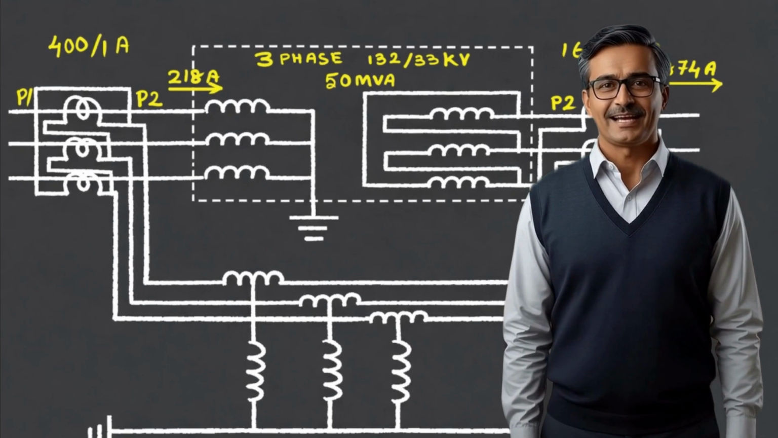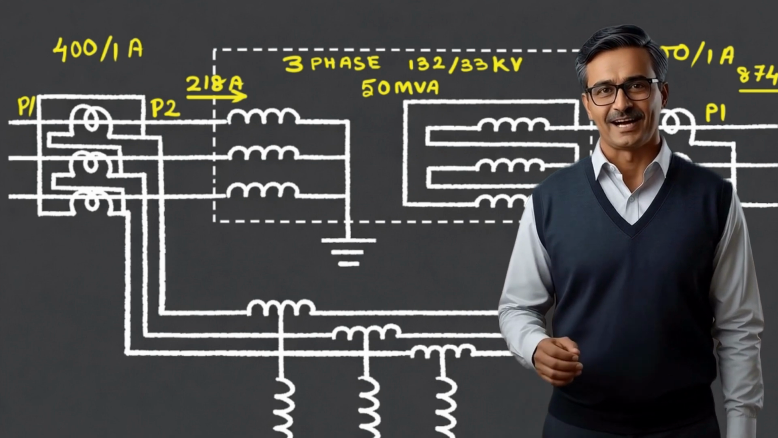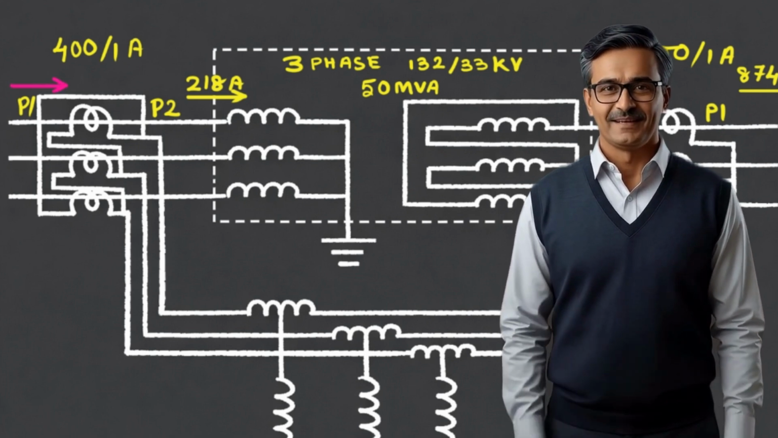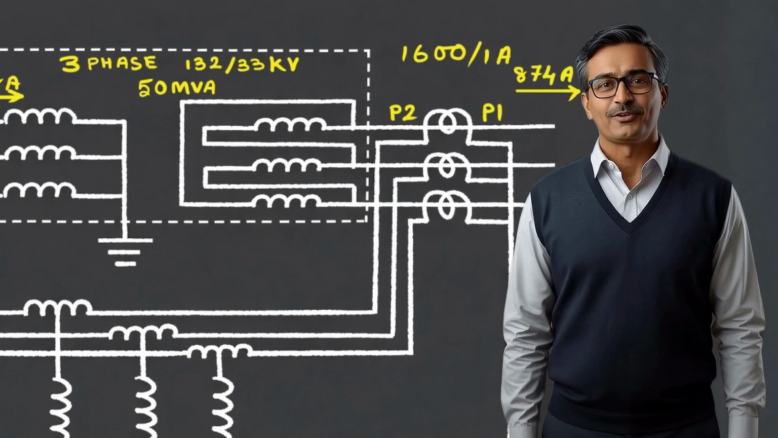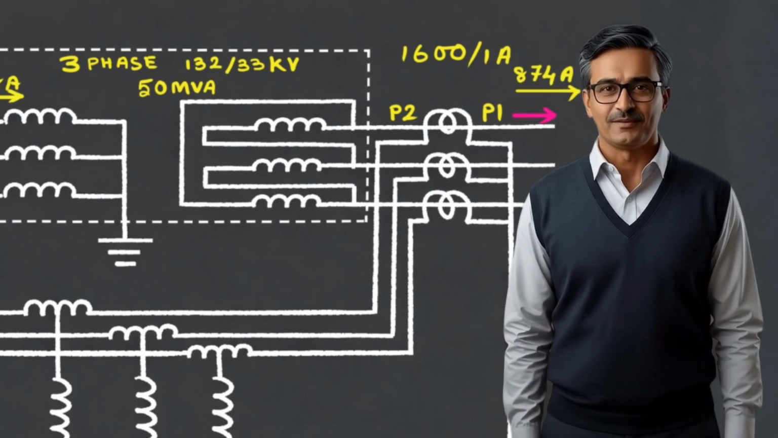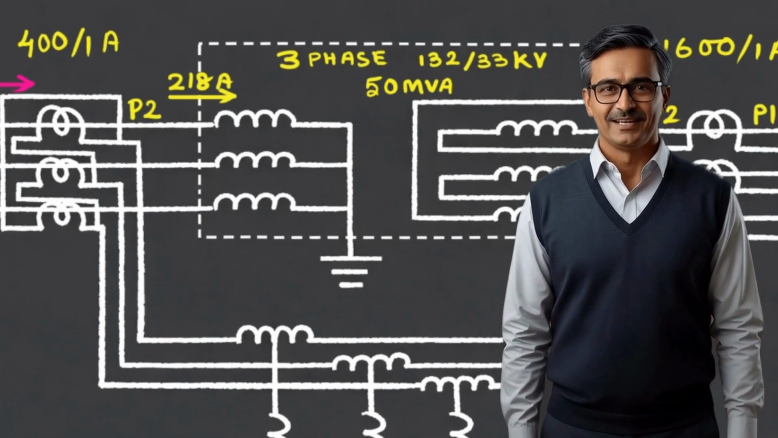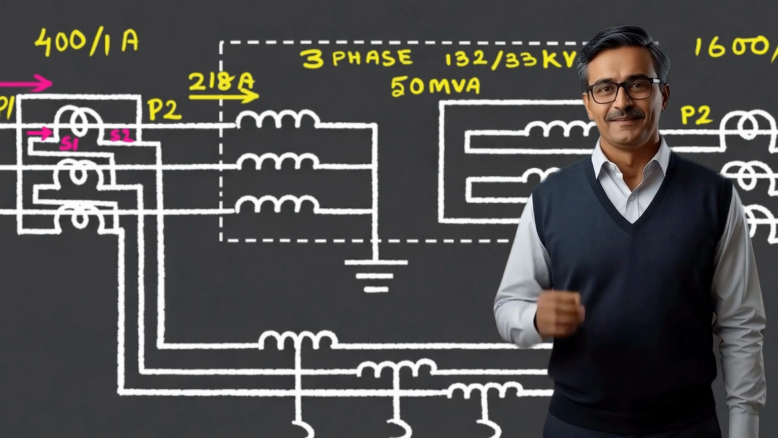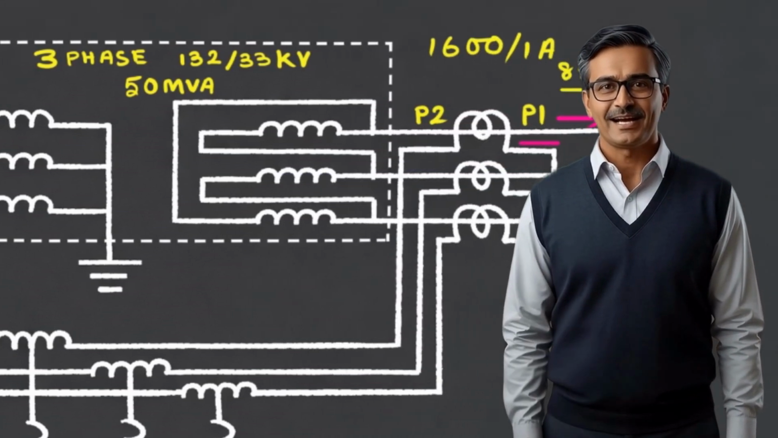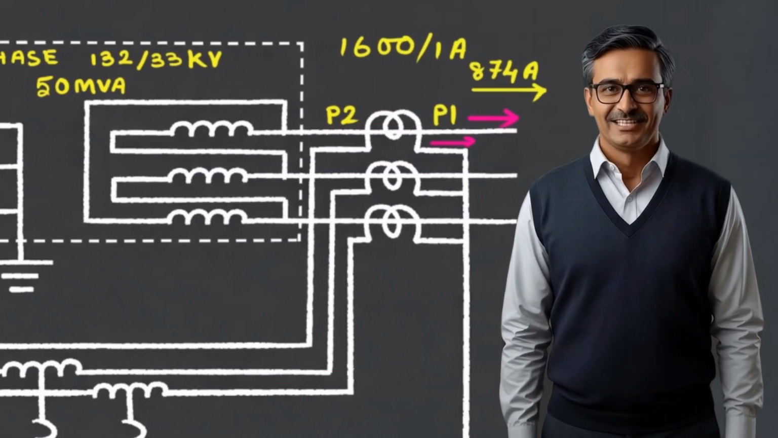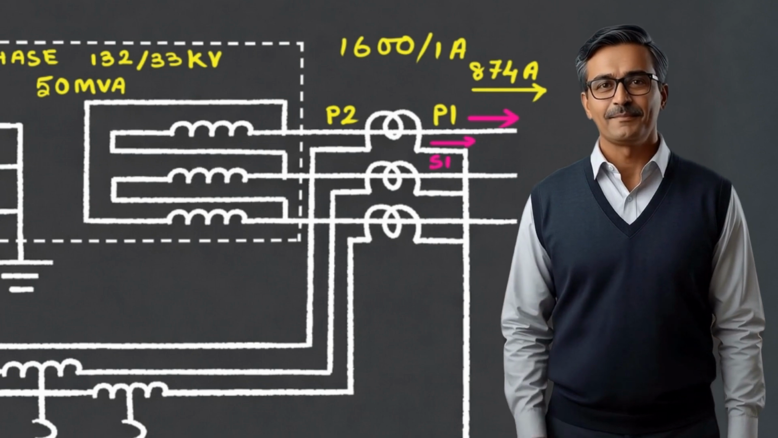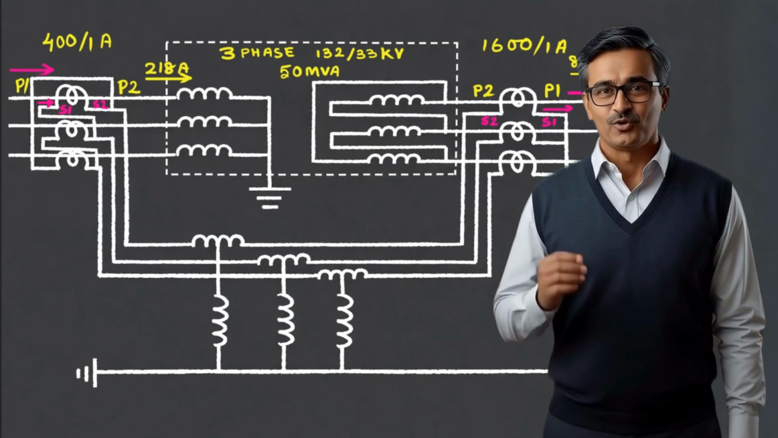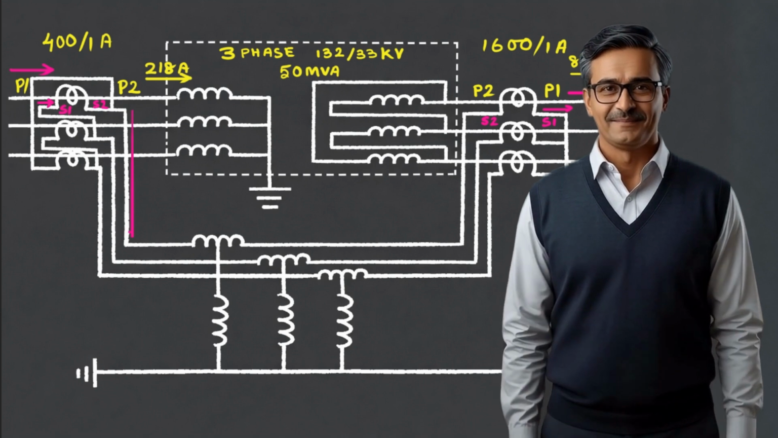Now consider the current direction. If the HV side current enters through the P1 terminal, the LV side current flows out through the P1 terminal. So, when HV current enters P1, the corresponding secondary current enters the S1 terminal. Similarly, if the LV side current flows out of P1, the secondary current flows out of S1. Since the CT ratio on the low voltage side is 4 times higher, the secondary CT current magnitude matches that of the high voltage side CT.